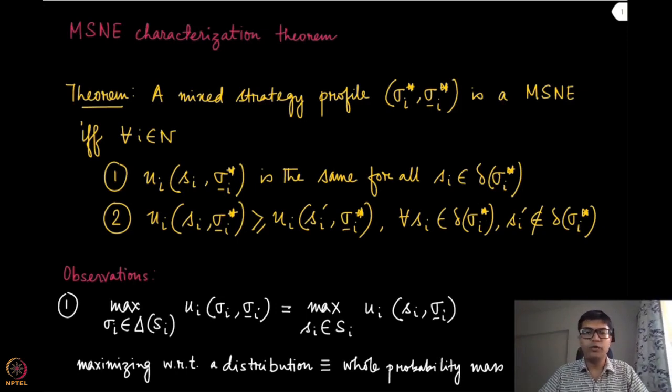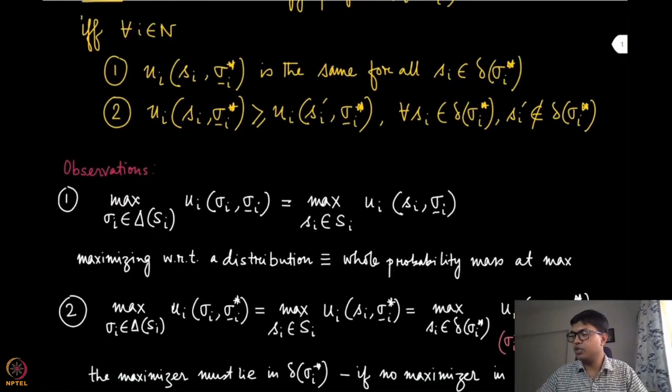In the proof, we will need two results which I'll state as observations. These are very simple observations about convex sets and their properties. So the first thing is that we are going to find the maxima over all the possible mixed strategies of player i. So what we are saying is: find the maxima over all mixed strategies.